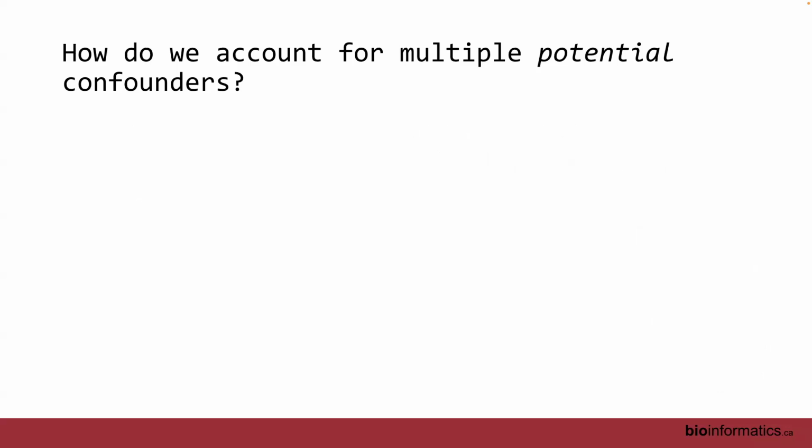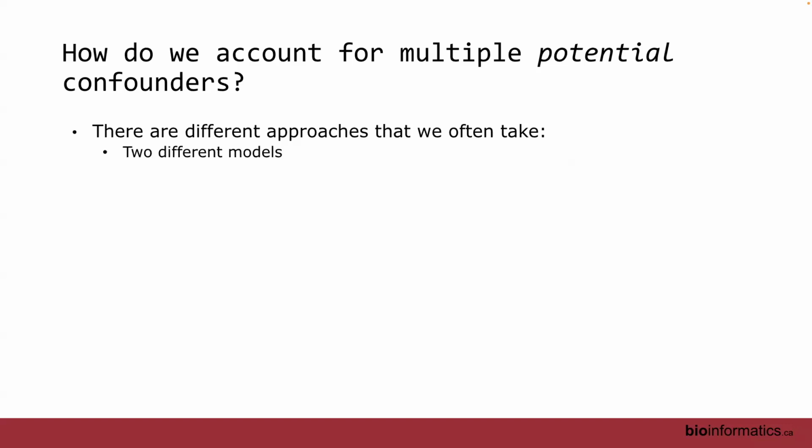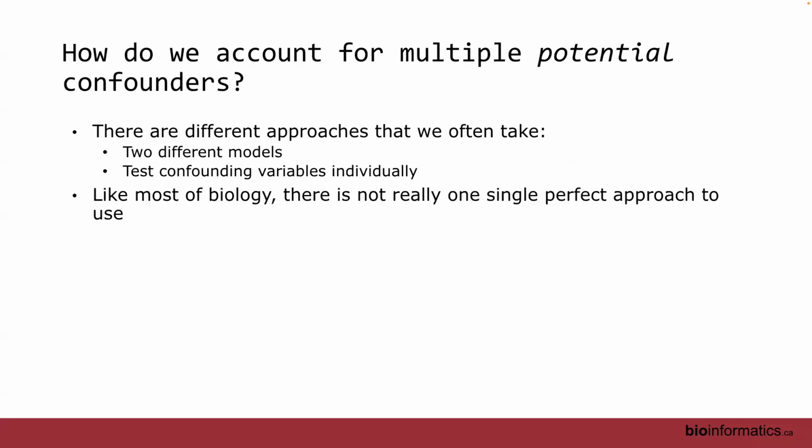So what we often end up doing is a couple of different things. What we might do is have two different models for something. So we might test the confounding variables individually. And like most of biology, there's not really a single perfect approach that we can use.